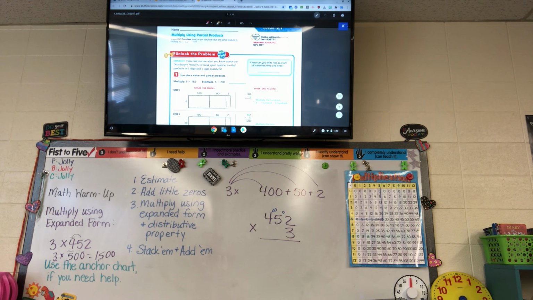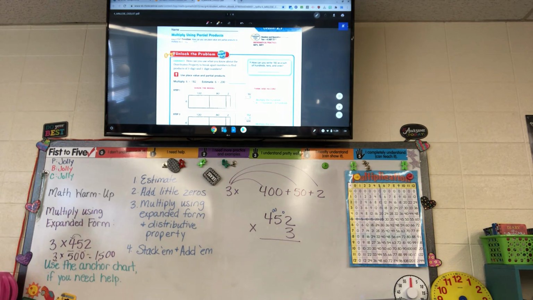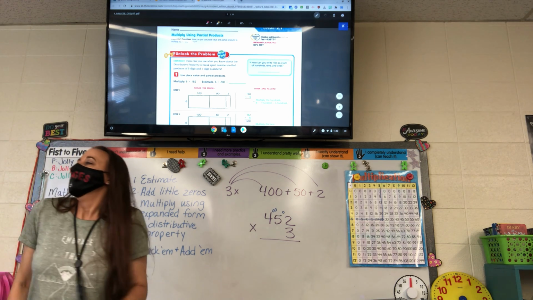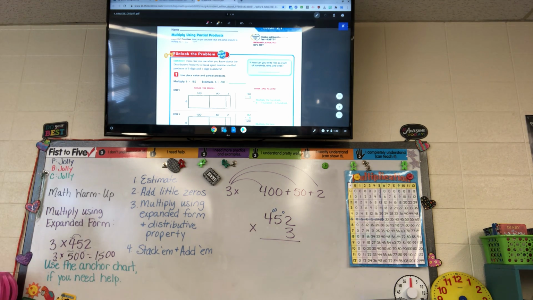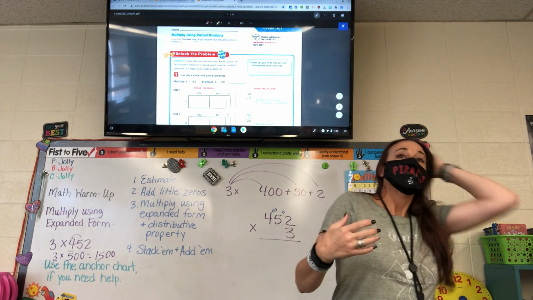Let me tell you what the distributive property is. Have you ever been riding in a car on the highway and seen a big semi-truck? Yes. Okay.